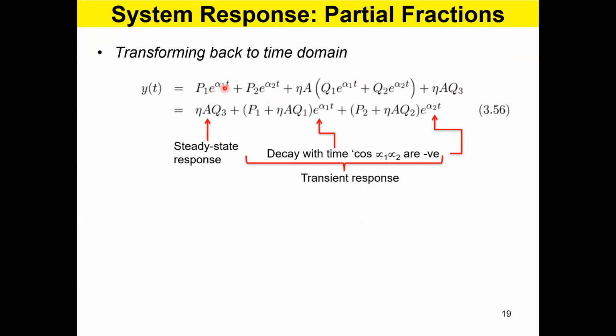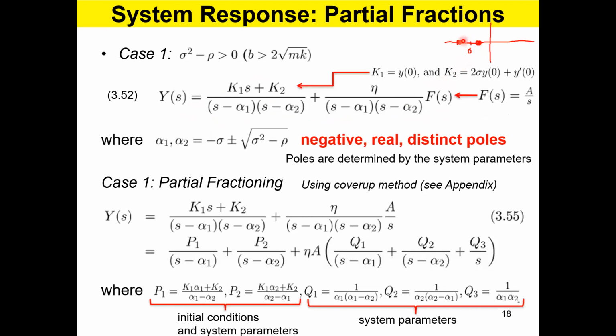So now you have e to the alpha 1t in multiple places, right? And e to the alpha 2t in multiple places. You combine them together with a constant. E to the alpha 1t over here, e to the alpha 2t over here, and eta times Q3 is over here. Now, what is alpha 1? Alpha 1 is a negative real number. What is alpha 2? Alpha 2 is also a negative real number over here. They are both negative real numbers. This is alpha 1, this is alpha 2.